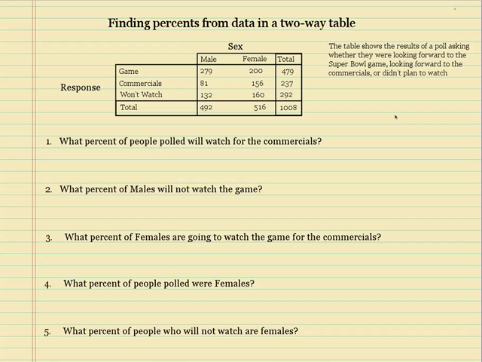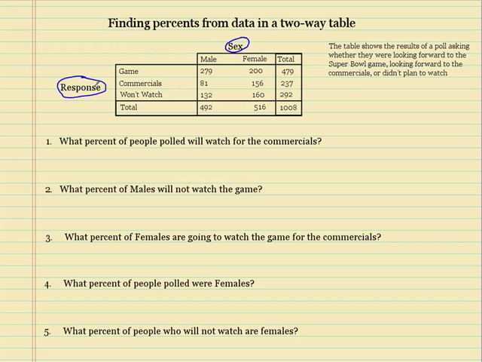Hello everybody, today we're going to be talking about finding percents from a two-way table. A two-way table is made up of two categorical variables. Here we're talking about the sex and the response. They asked 1,008 people whether they were looking forward to watching the Super Bowl game, or looking forward to the commercials, or they weren't planning on watching.